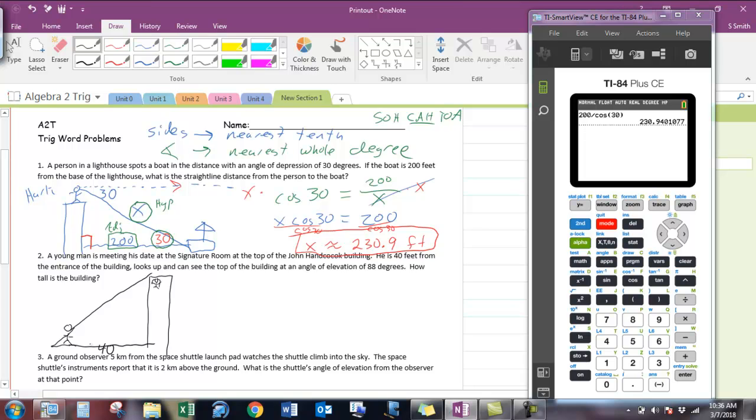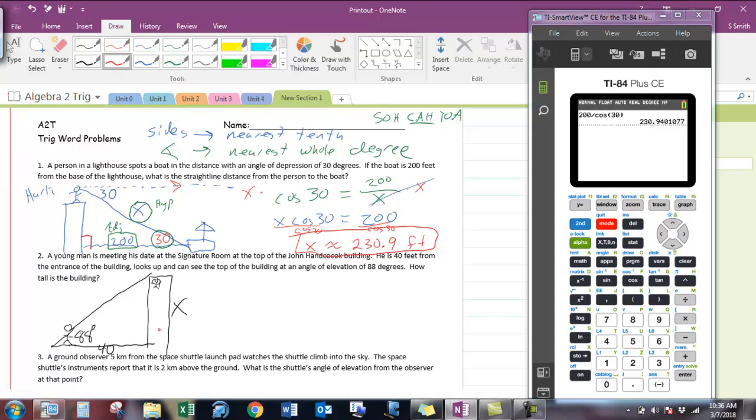And the angle of the elevation, so he's here. Now, we're going to pretend like he's laying down on the ground. To make this easy, we're not accounting for his height or anything else. We're just going to say that the angle of elevation, he was looking straight out. He looks up. This here is 88 degrees. It's asking, how tall is the building? So we're trying to find that.